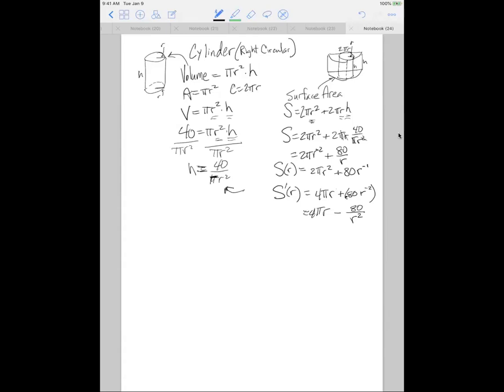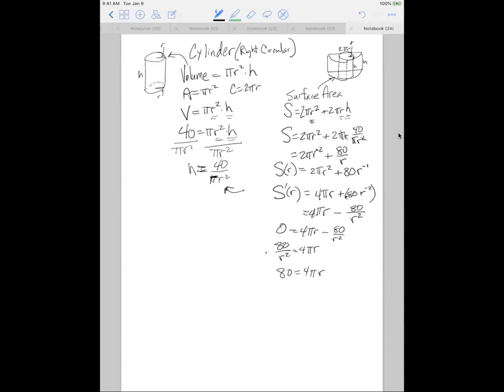Now, set that equal to 0 and solve for r. We've got a subtraction problem involved, so if we add to get rid of that negative sign, we'll get an equation where both sides are positive. So we end up with 80 over r squared equals 4 pi r. We're trying to solve for r, so I need to get the r squared out of the basement. I multiply each side by r squared.